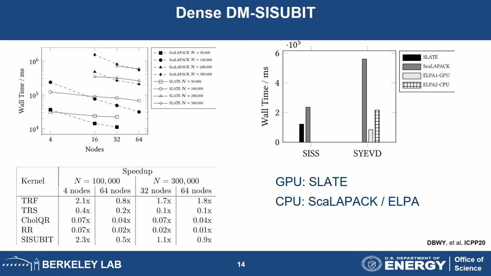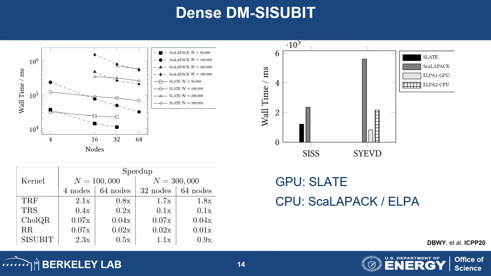For the distributed memory implementations of dense Shift-Invert subspace iteration, we have made analogous comparisons using the Slate library for the GPU implementation of the Shift-Invert SISUBIT iteration, and the ScaLAPACK and ELPA implementations for the distributed memory operations. As we can see here from the figure on the top left, our GPU implementation of the Shift-Invert SISUBIT iteration using the Slate library is able to outperform the analogous CPU implementation at low processor counts, but exhibits a poor strong scaling with increasing number of processors.